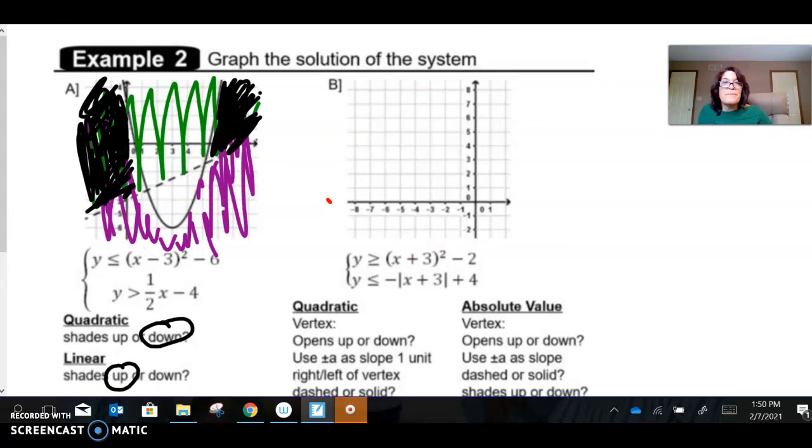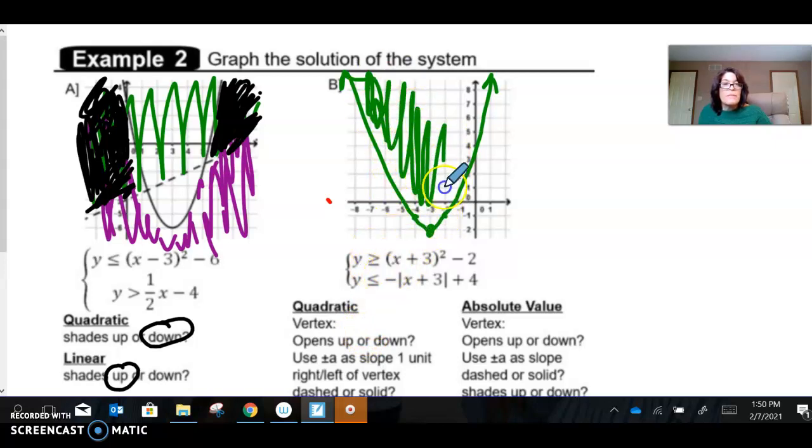Let's try one. Y is greater than or equal to this parabola that has a vertex at -3, -2, right? A is 1. So I got something like this. Since it's greater than or equal to, I'm going to shade above the y coordinates.